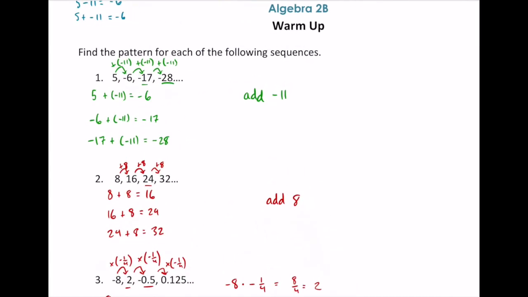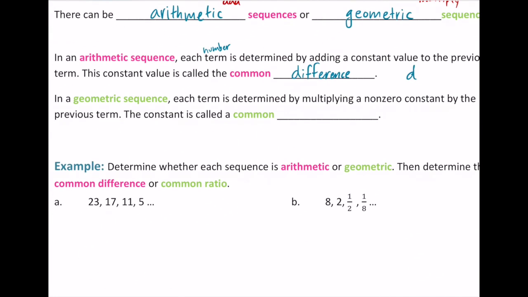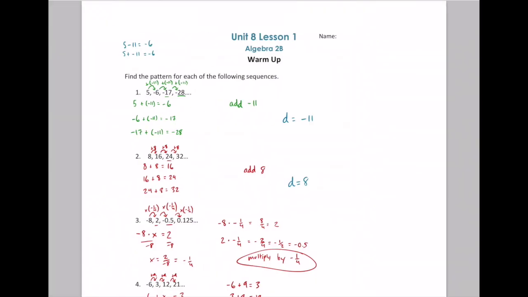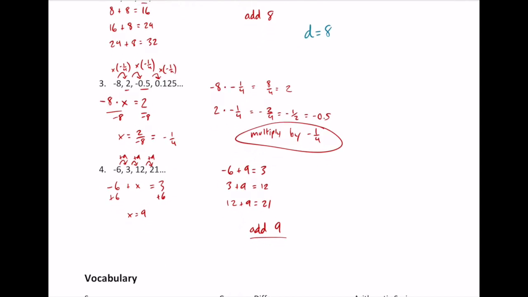So if I go back to the warm-up, if I'm always adding negative 11, that means my common difference, D, is negative 11. On the second example, if I'm always adding 8, my common difference is 8. Okay, in a geometric sequence, each term is determined by multiplying a constant by the previous term. And that constant is called the common ratio. We'll see that represented by R. Once again, if we go back to our warm-up, for the third example, if we're always multiplying by negative 1/4, that means our common ratio, our R value, is negative 1/4. And just for good measure, this last one, the common difference, if we're adding 9, is 9.